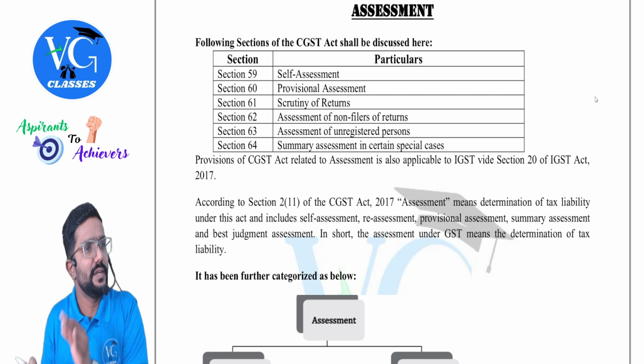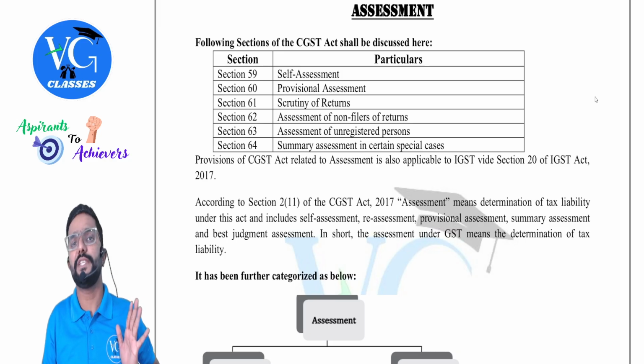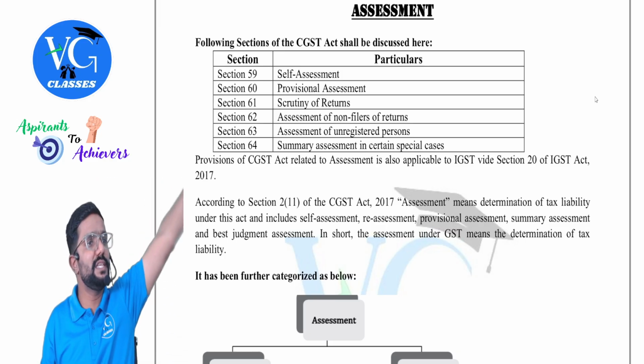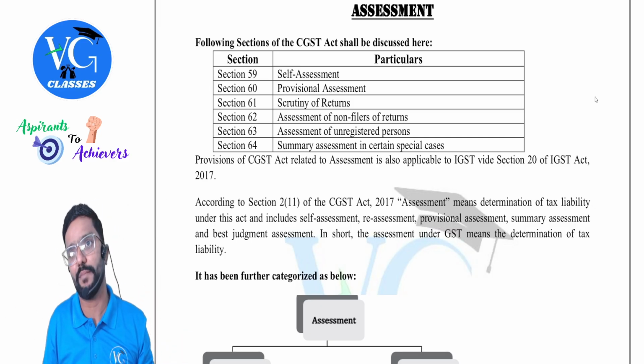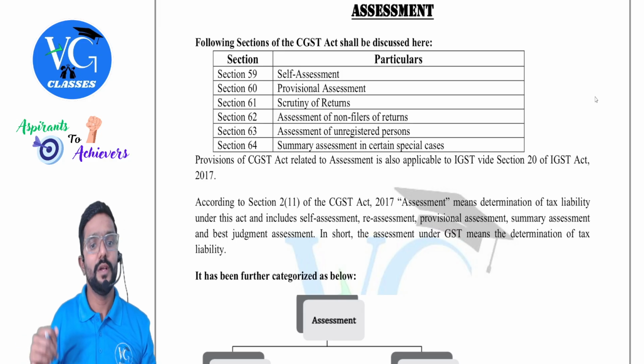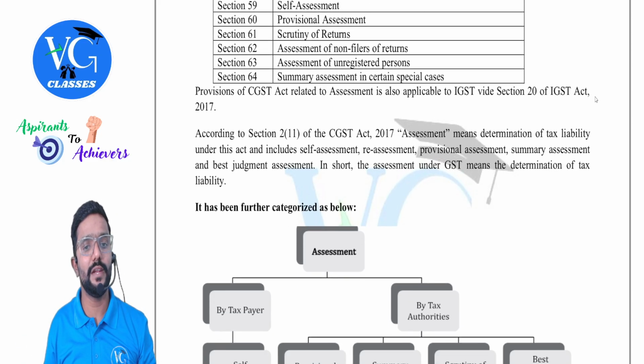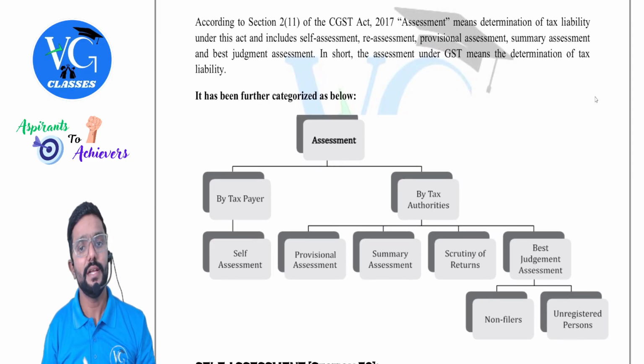They are just telling that if anything is not separately covered in the IGST Act, then whatever is covered in the CGST Act will be applicable even for the IGST Act. In simple terms, for interstate supply. Accordingly, Section 2, Clause 11 of the CGST Act 2017, assessment.